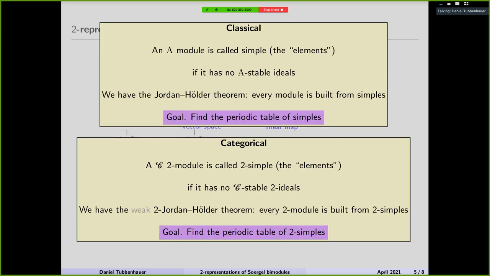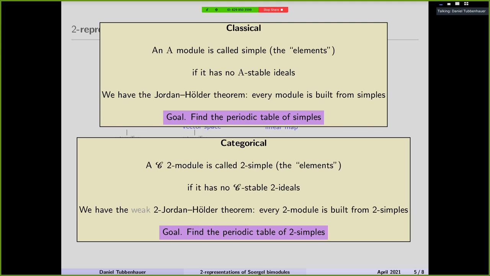So the question I would like to ask for the remaining 15 minutes or so is, well, classically speaking, I guess everyone in this audience agrees that what you really want to do, the first non-trivial step, if you have a nice algebra that you like, is to write down the periodic table of simple modules, right? It's kind of the easiest question you can think of.